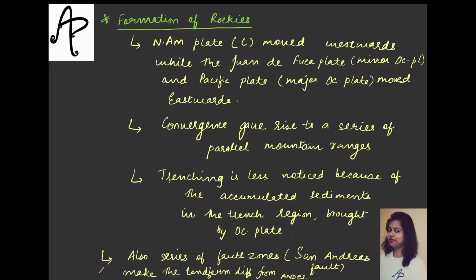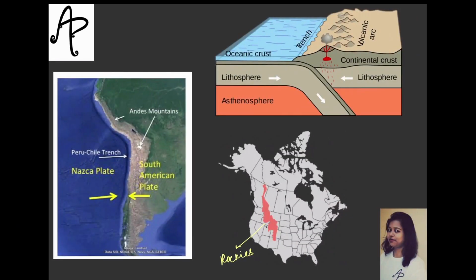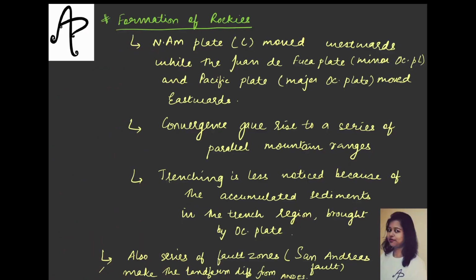But when we talk about the trenches, here trenching is less noticed because of the accumulated sediments in the trench region brought by the oceanic plate. So the trenches do not show up as clearly because these sediments get accumulated in this trench region. A slightly different type of feature forms here, with more accumulation, because you have two oceanic plates here, the Pacific and the Juan-de-Fuca plate. They deposit the sediments. So the trench, the depression that should have been there, will not be much visible because of the sediment deposition there. That is the key idea.